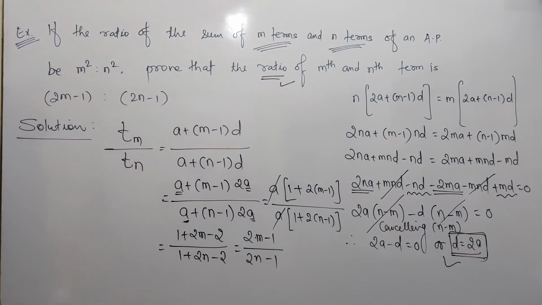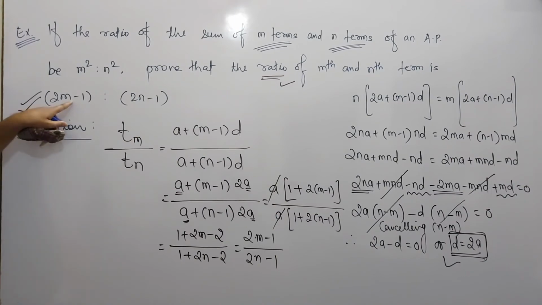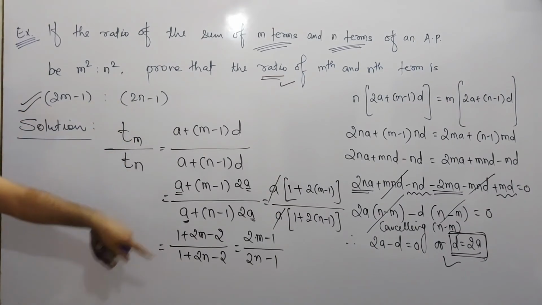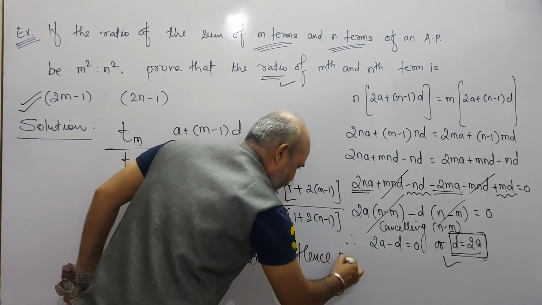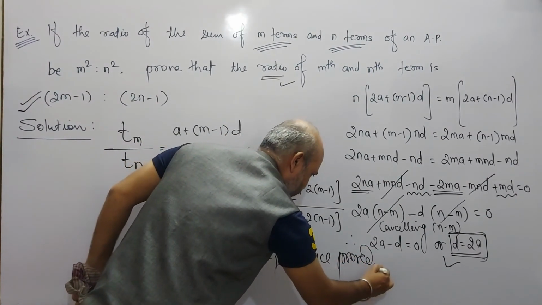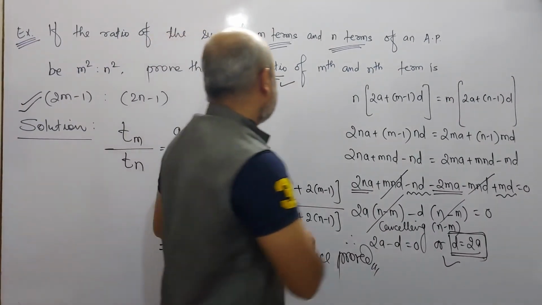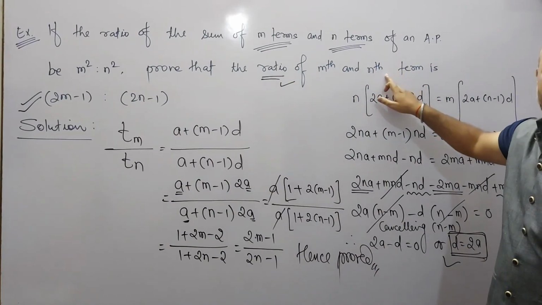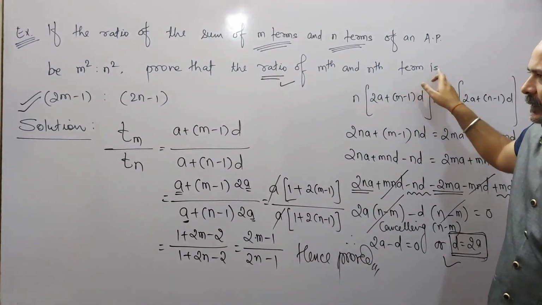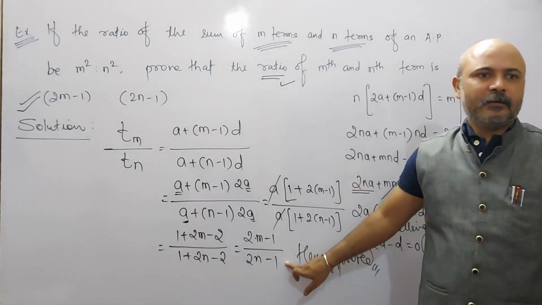So this you have to prove in the question. You have to prove what? 2m minus 1 is to 2n minus 1. So hence proved. Hence proved. Clear? So here we have proved that the ratio of mth term and nth term is 2m minus 1 upon 2n minus 1.